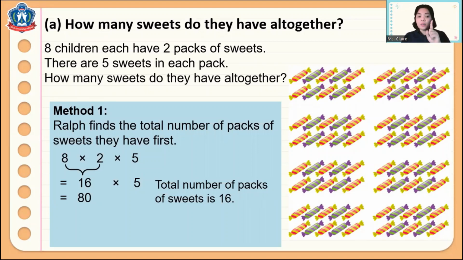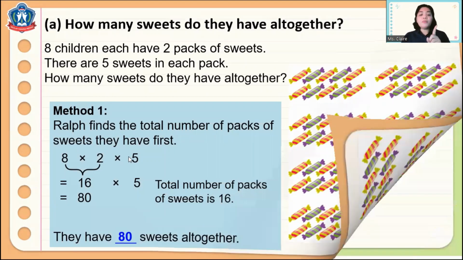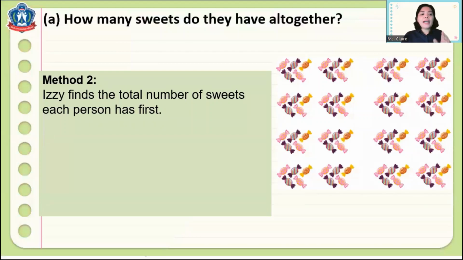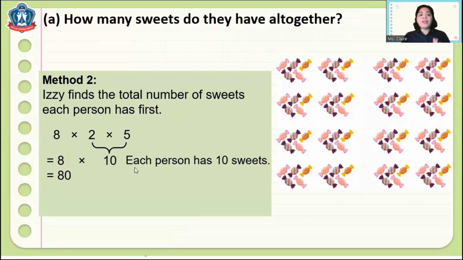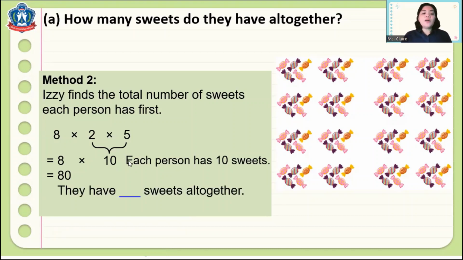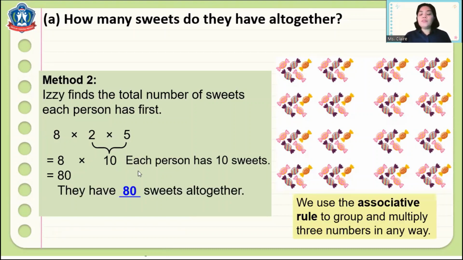So that is another way. Another way to solve this is by multiplying differently. Take a look. Ic finds the total number of sweets each person has first in this method. He multiplies 2 times 5, which is equal to 10. So each person has 10 sweets, multiplied by 8 because there are 8 persons, so 80. So this is what we call the associative rule.